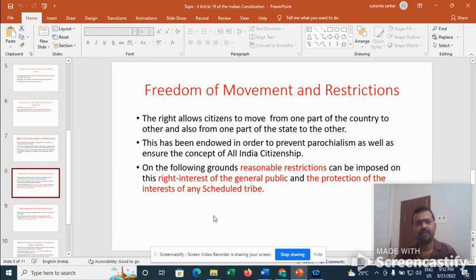Freedom of movement and restrictions. The right allows citizens to move from one part of the country to the other and also from one part of the state to the other. This has been enjoined in order to prevent parochialism as well as ensure the concept of all India citizenship. On the following grounds, reasonable restrictions can be imposed: in the interest of the general public and the protection of the interests of any scheduled tribe. Suppose an area or a person is afflicted with a contagious disease, his movement can be restricted, or a healthy person can be prevented from visiting a particular place that is afflicted with a contagious disease.